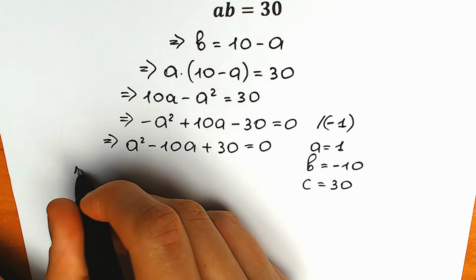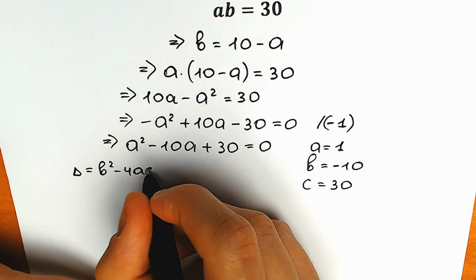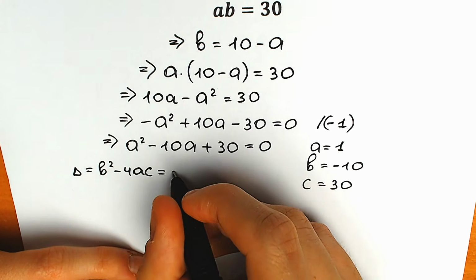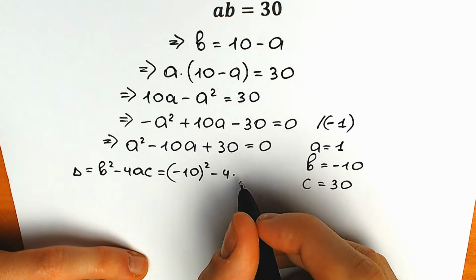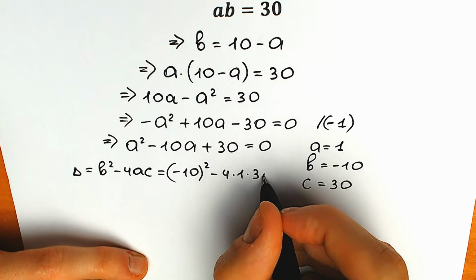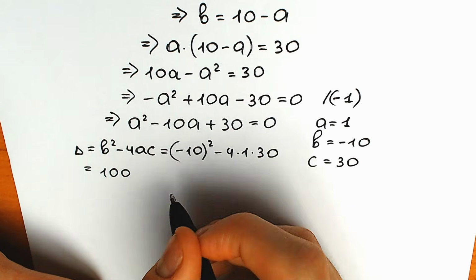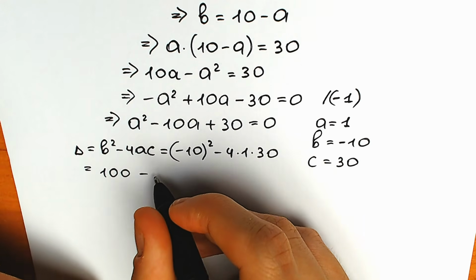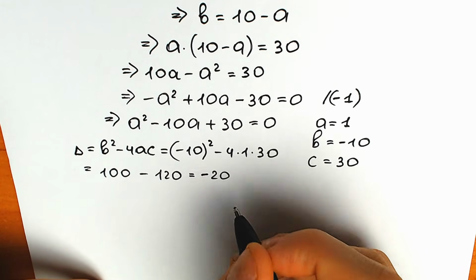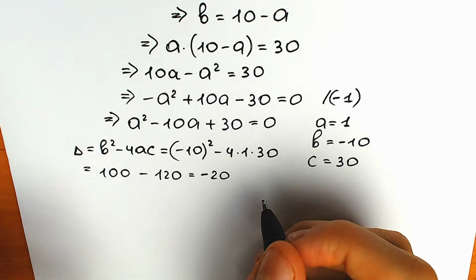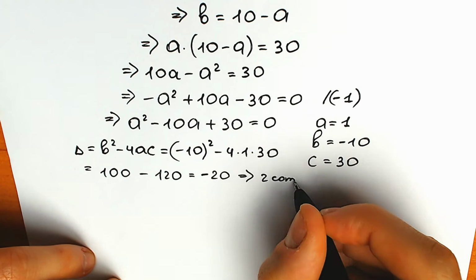But first of all, I'm going to solve real quick for the discriminant. So b squared minus 4ac: minus 10 squared minus 4 times 1 times 30. As a result, we have 100 minus 4 times 30, which is 100 minus 120, equal to minus 20. So we can see that we have a negative discriminant. It's great, and in the same way we can say that we have two complex roots.